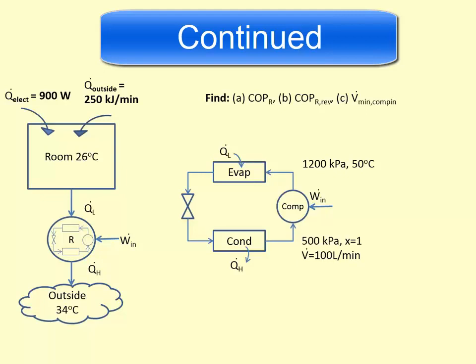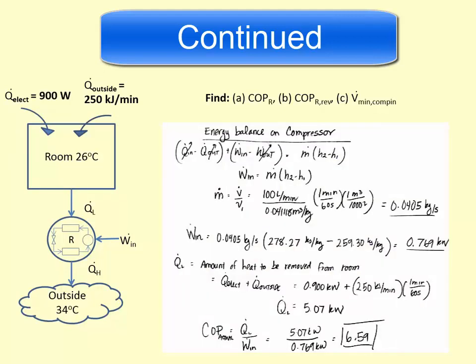Okay, so first thing we should do is perform an energy balance on the compressor. Q dot in minus Q dot out plus work dot in minus work dot out is equal to M dot times H2 minus H1. For a compressor, we don't have work out, and we don't have any heat losses, we're assuming. So work dot in is equal to M dot times H2 minus H1.